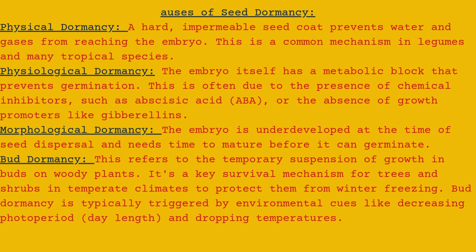Now, the next one is bud dormancy. This refers to the temporary suspension of growth in buds on woody plants. It is a key survival mechanism for trees and shrubs in temperate climates to protect them from winter freezing. But photoperiod, or daylight, and dropping temperature.